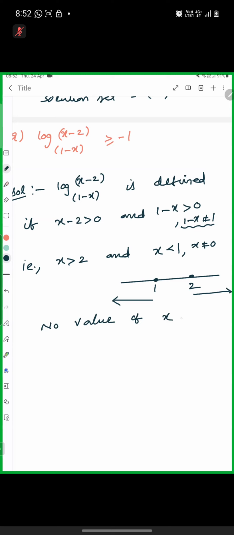No value of x satisfies. For no value of x, this logarithmic function is not defined, which means for no value of x is this inequality true. Sir, can you once explain how? If the function is not defined for any x, obviously that inequality is also not true for any x. So what is the solution set? Empty set.